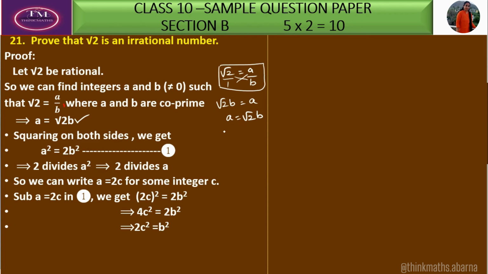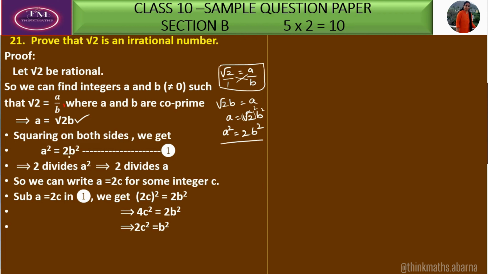Now we have to square both sides. If we square this, we get a square equal to root 2 whole square. The square root and power 2 get cancelled, so it will be 2 only. So it will be 2b square. What this implies is a square is equal to 2 into b square.